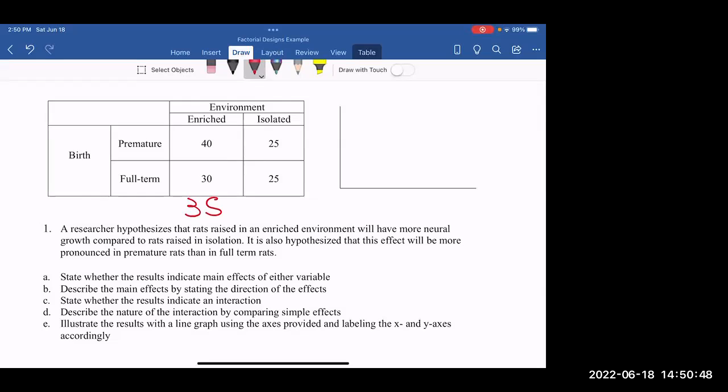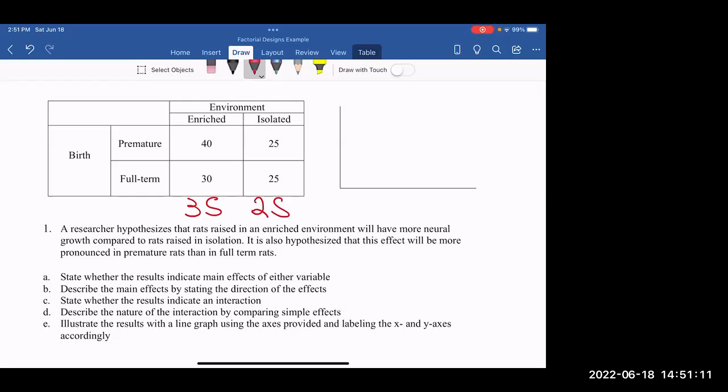Okay, so 25 plus 25 is 50, divided by 2 is 25. Okay, so right here we see that there's a 10-point difference. And for the purpose of this exercise, let's assume that a 10-point difference is significant.